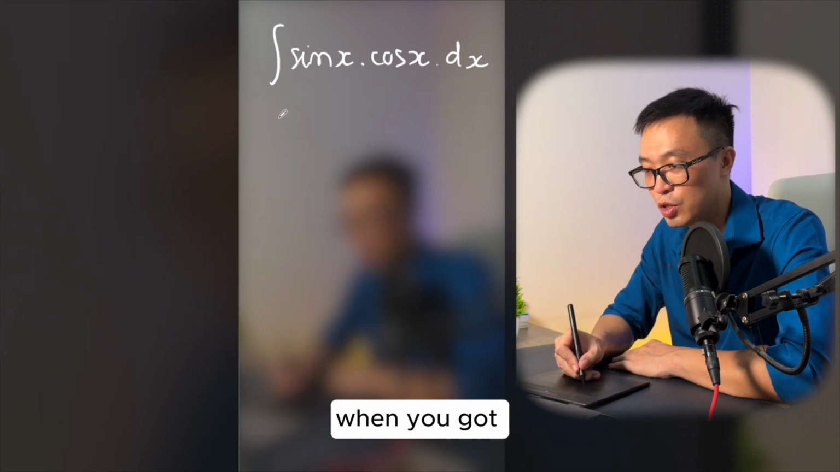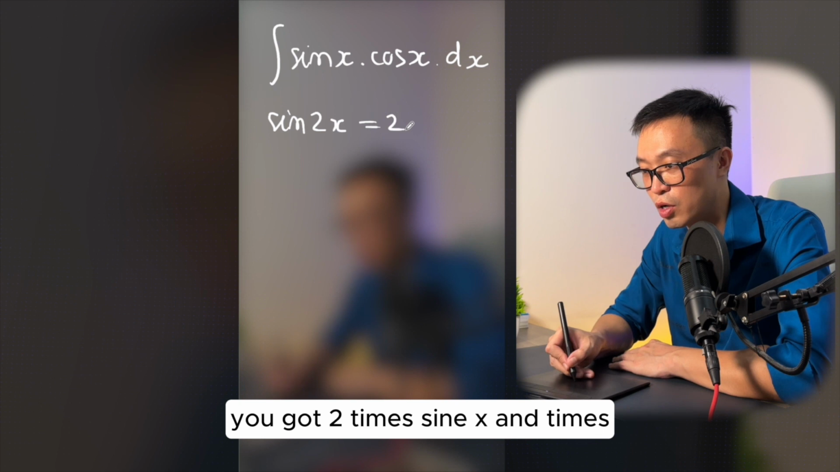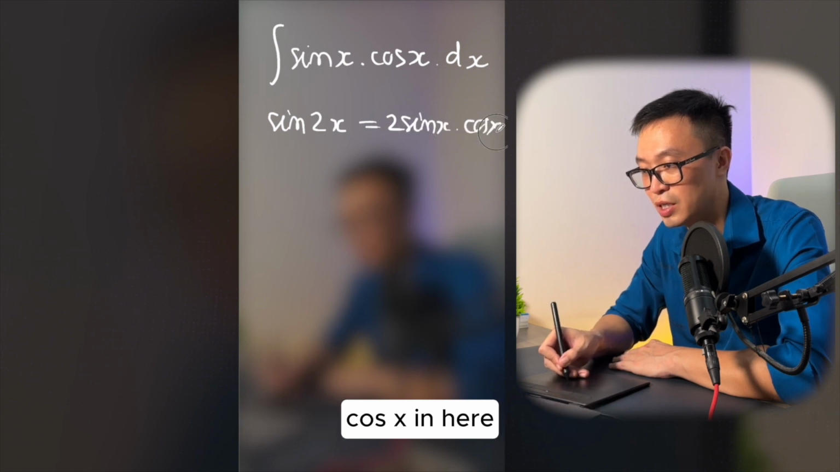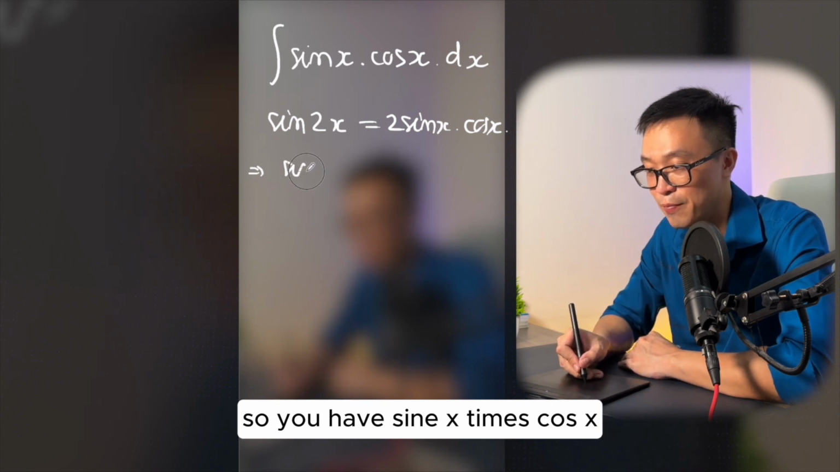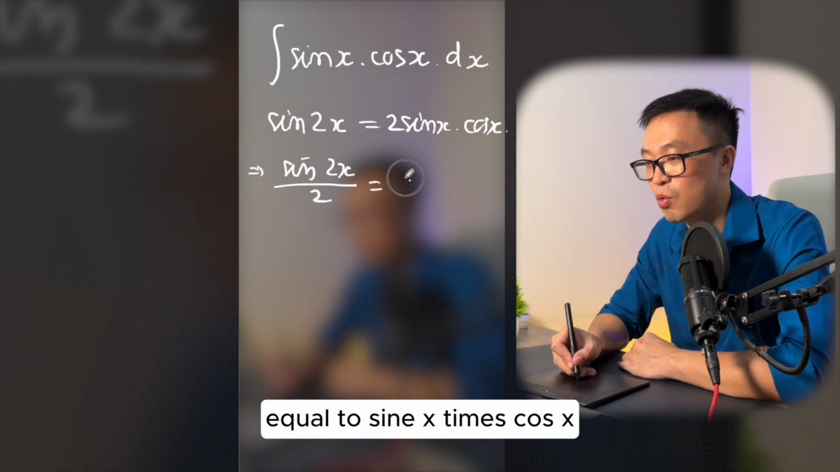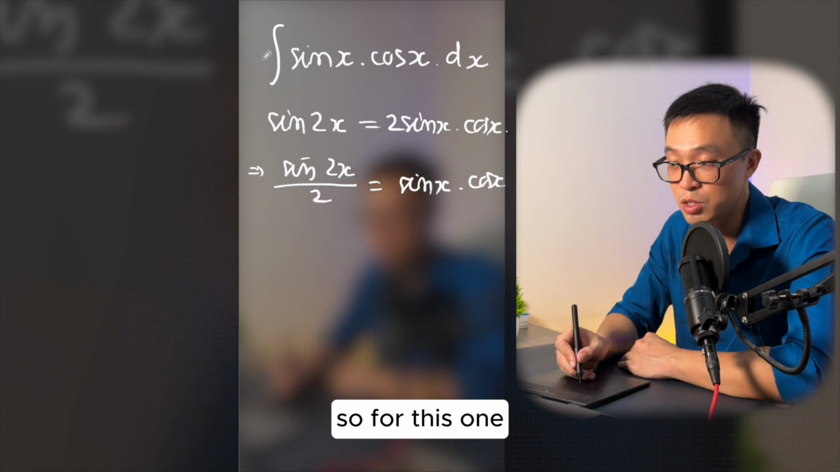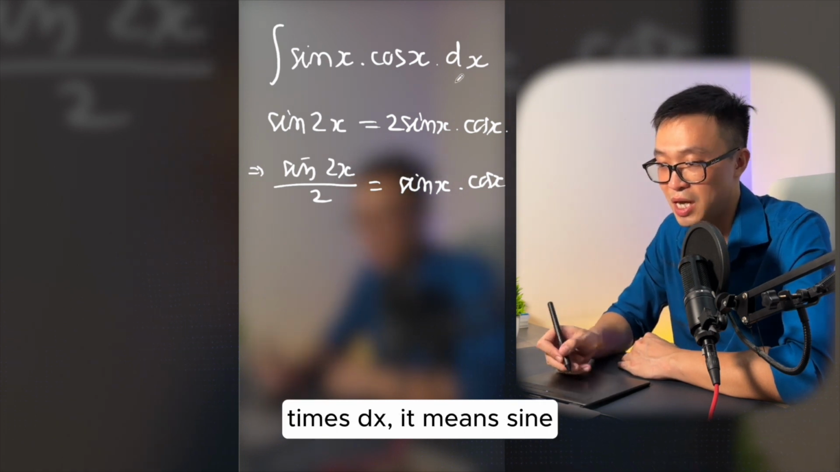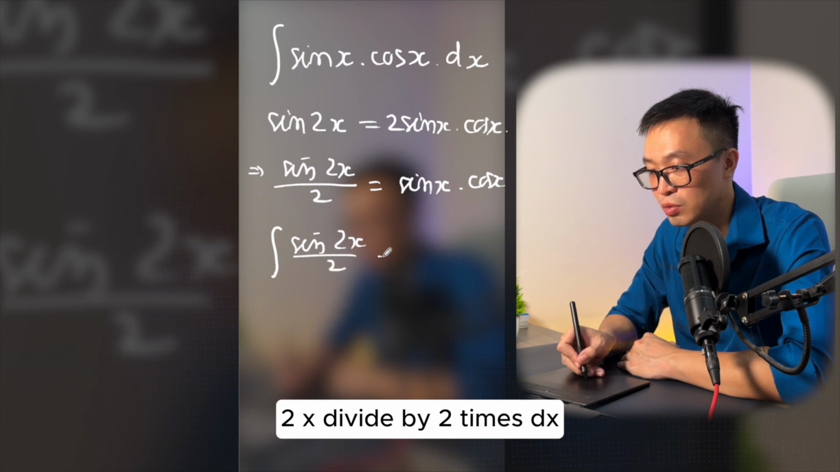When you have the trigonometry of double angle, sine 2x, you get 2 times sine x times cos x. When you have only sine x times cos x, it means sine 2x divided by 2 equals sine x times cos x. So for this one, sine x times cos x times dx means sine 2x divided by 2 times dx.